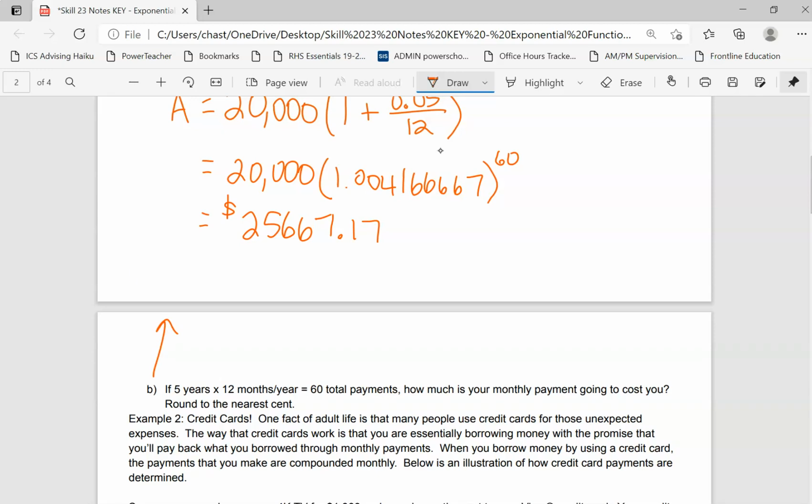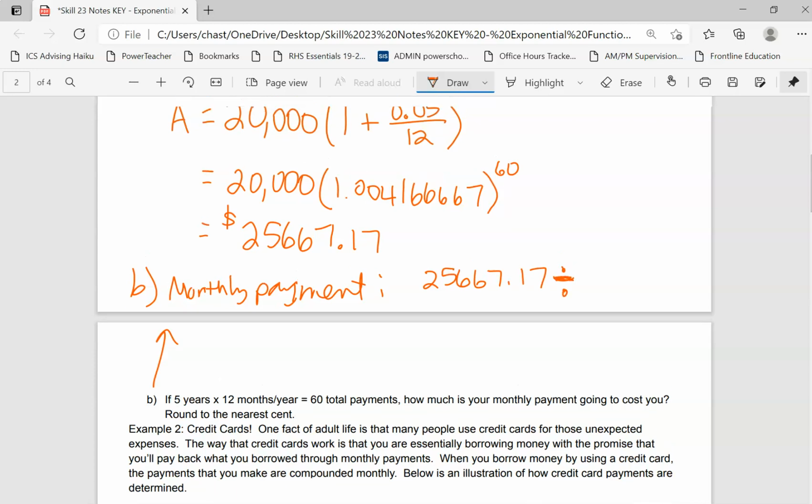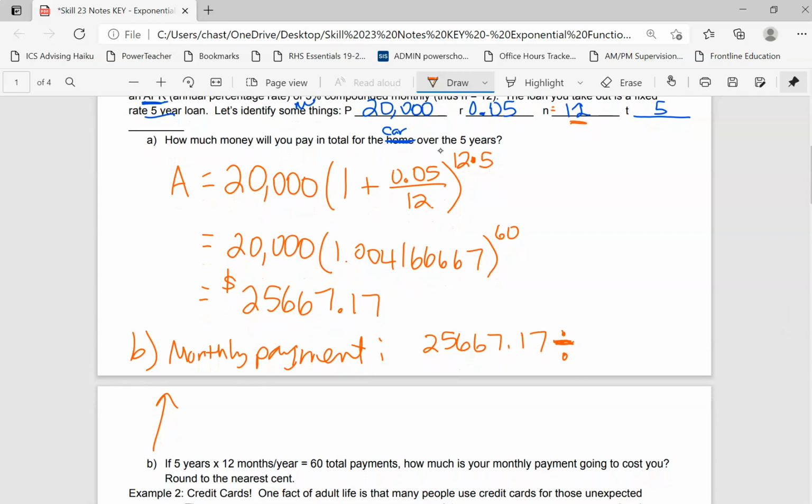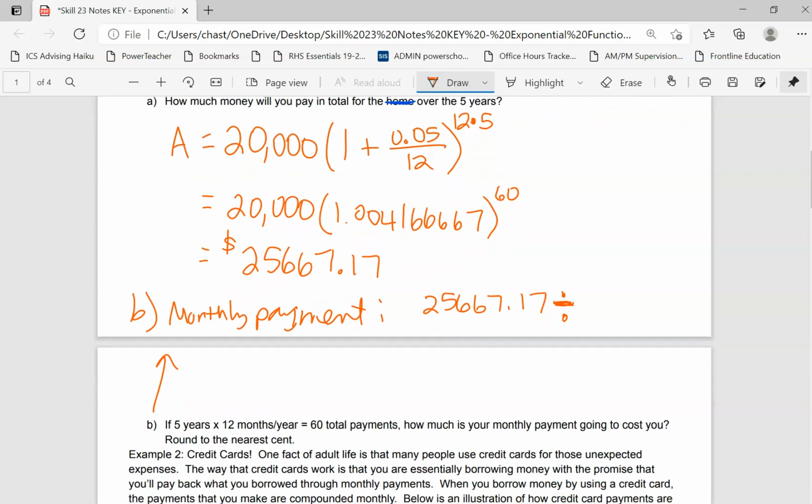Now for part B. If I want to figure out my monthly payment, we know how much we're going to pay total, $25,667.17. I'm going to divide by how many months I'm paying on the loan. If they don't tell you the number of months directly, you take 12 times the number of years. In this case, 12 times 5 is 60.